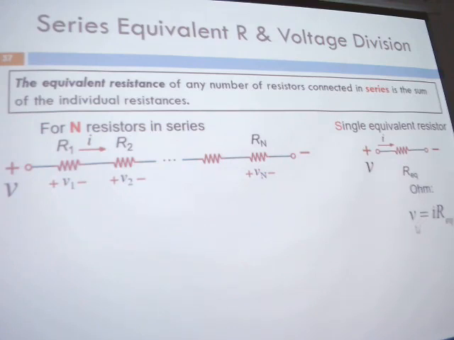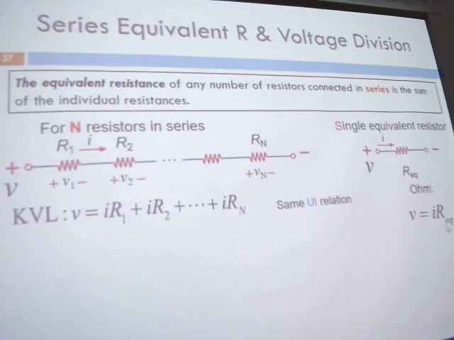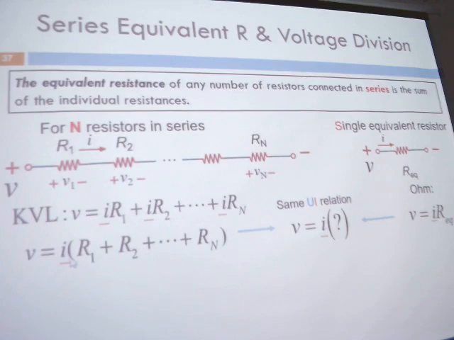From Ohm's law, we have the VCR equation, V equal to IR. And for this circuit, we can write our KVL equation, right? So our V here is equal to the sum of the voltages across each resistor. This one and this one have the same UI relationship. On the left hand side it's V, on the right hand side here is I R equivalent, here is I times R1 plus until Rn. So we get R equivalent equal to R1 plus until Rn.